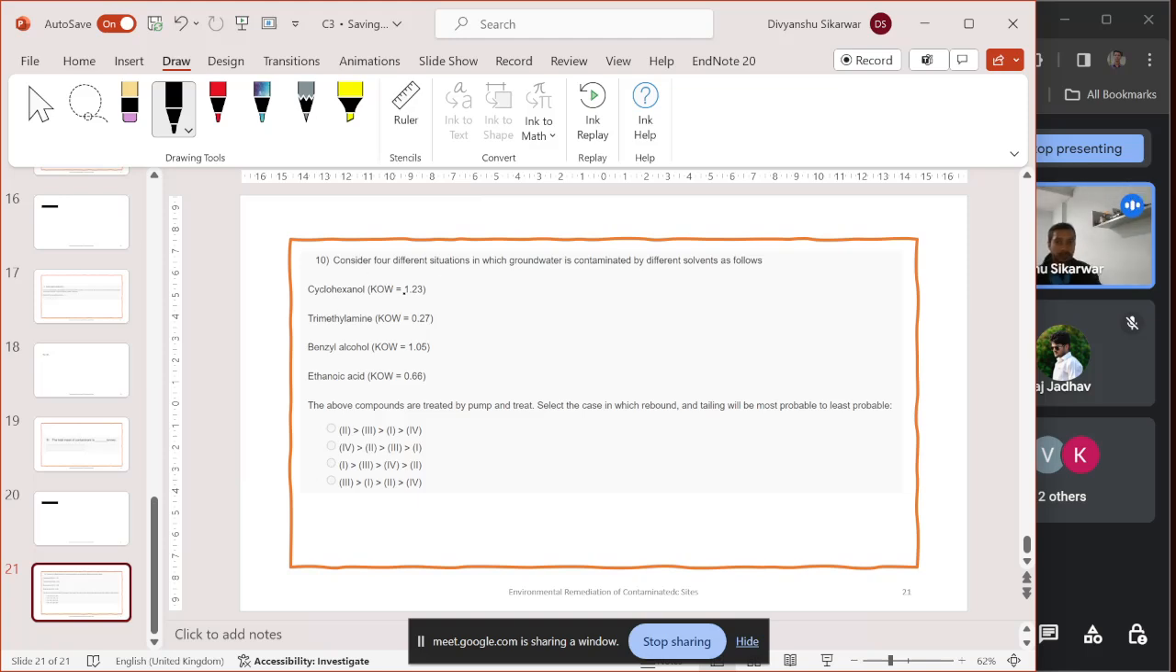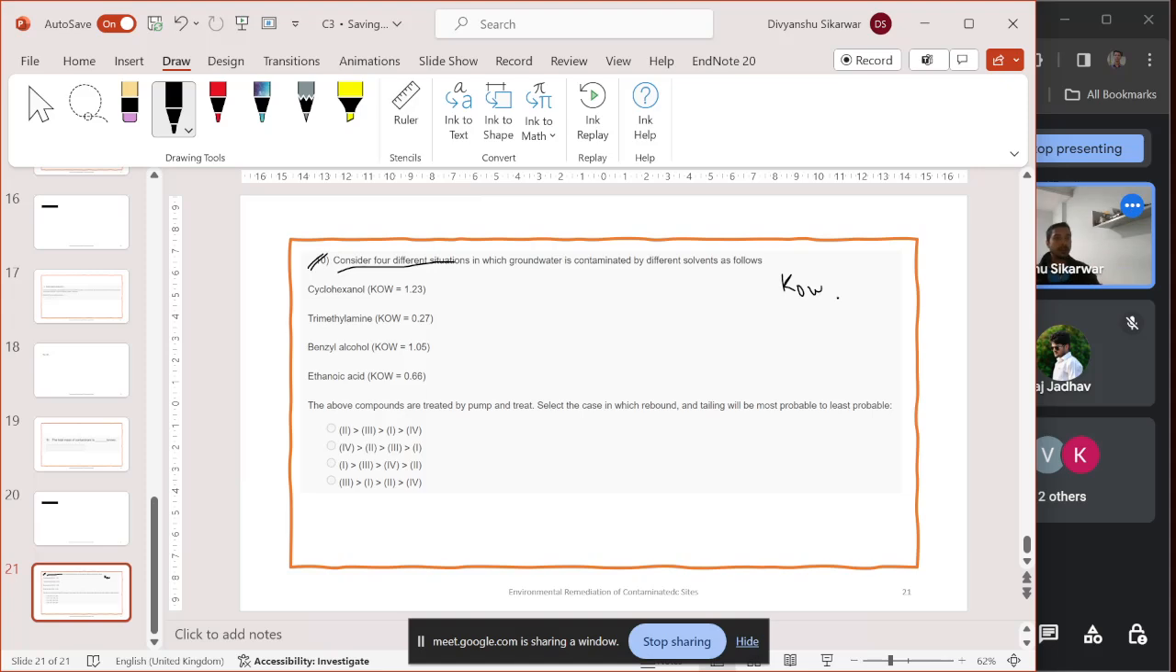This is the last question. I think you can answer this question. This is an easy question. Consider four different situations in which groundwater is contaminated by different solvents as follows. For the different solvents, the K octanol-water ratio, KOW values, are given. We just discussed how the KOW value impacts the solubility and how it represents it.